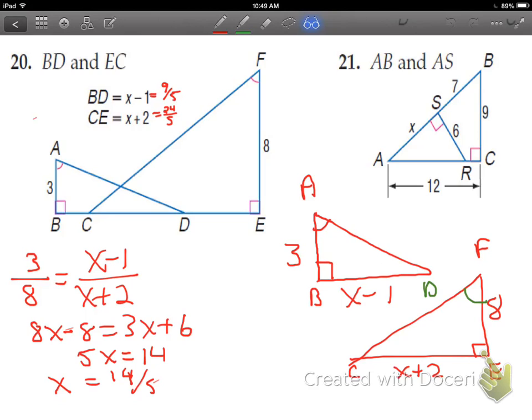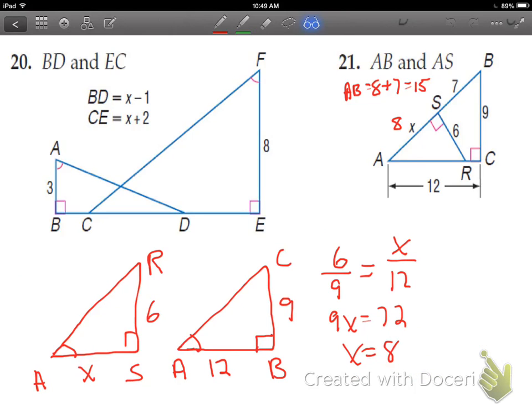Again, forming ratios of corresponding sides, we set them equal. 3 over 8 equals x minus 1 over x plus 2, and we solve to get x equals 14/5. Plugging 14/5 back in for x, then BD is 9/5, and CE is 24 over 5.